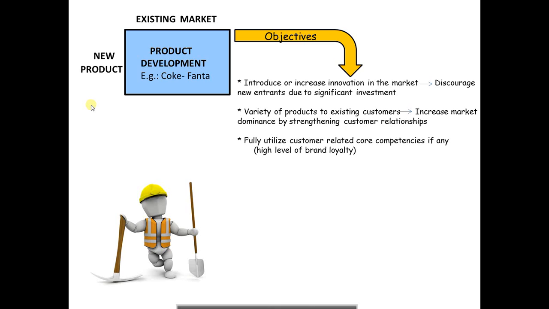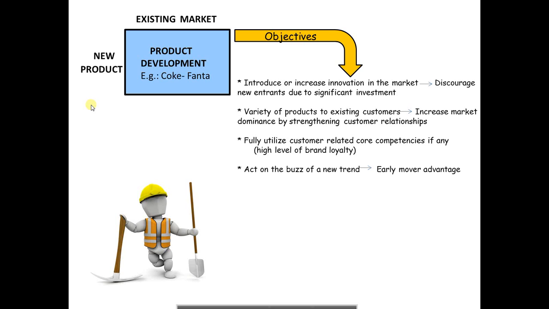The next objective is the business could want to fully utilize or exploit their customer related core competencies. This is if the business has a high level of brand loyalty, they could use that brand loyalty, develop a new product like Apple, for example, because they know when they develop a product, the existing market will invariably purchase or patronize this new product.